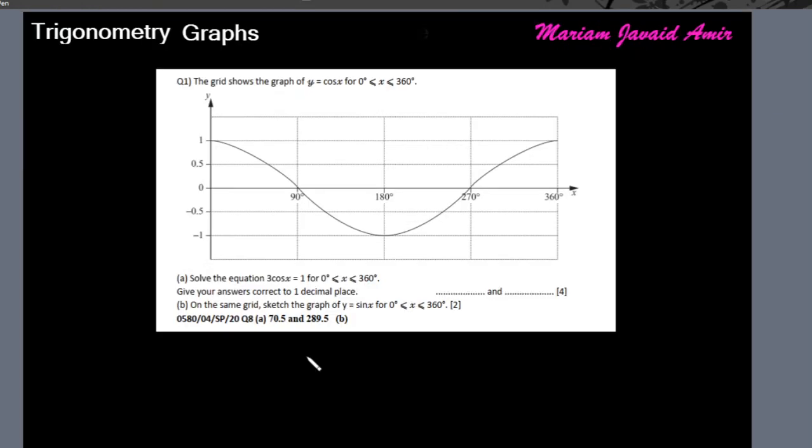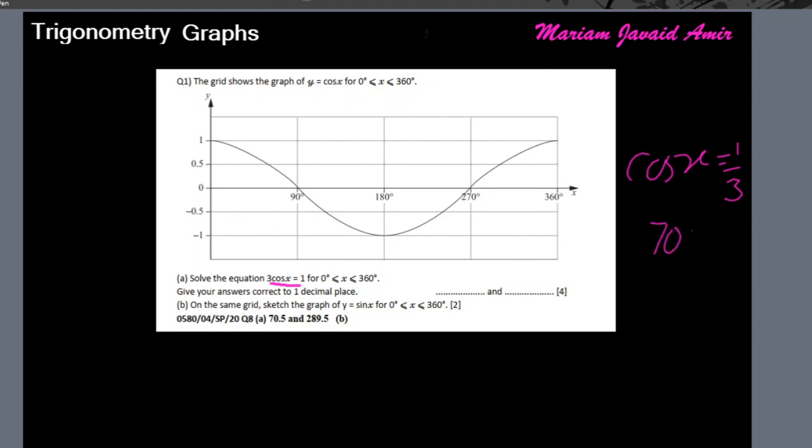Okay, so the first past paper question, which is: solve the equation 3 cos x equals 1 from 0 to 360 degrees. So cos x equals 1 over 3. So where in the graph is cos x? Okay, it doesn't ask us to use the graph, so it's not necessary to use the graph. We've learned it the other way as well. Cos inverse 1 by 3 gives us 70.5.